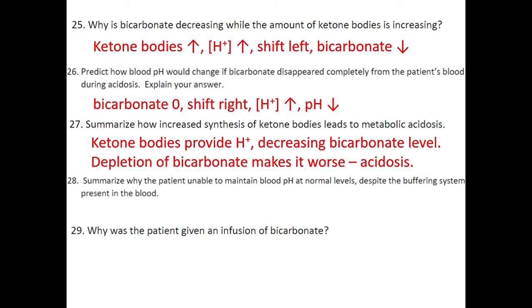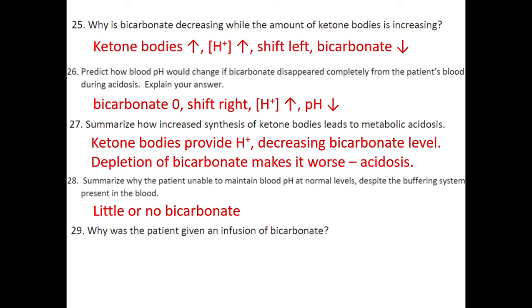28. Summarize why the patient is unable to maintain blood pH at normal levels despite the buffering system present in the blood. So we do have a buffering system, but the patient cannot maintain blood pH. Why is that? Because we don't have enough bicarbonate. The buffering system will not work without bicarbonate.